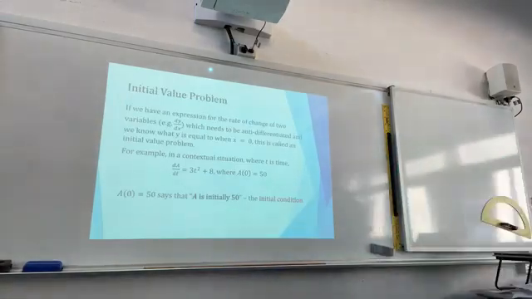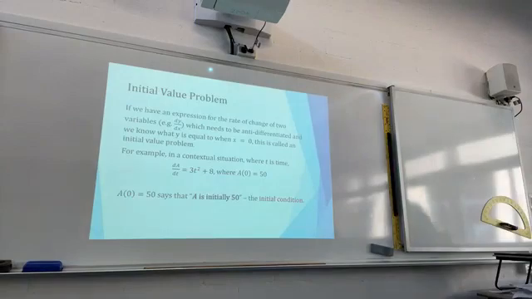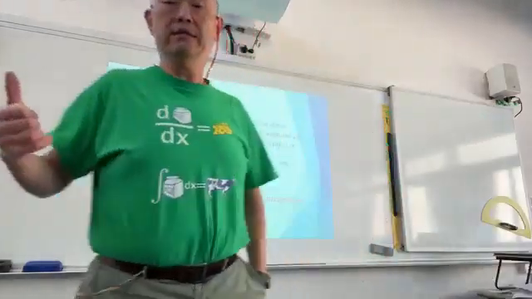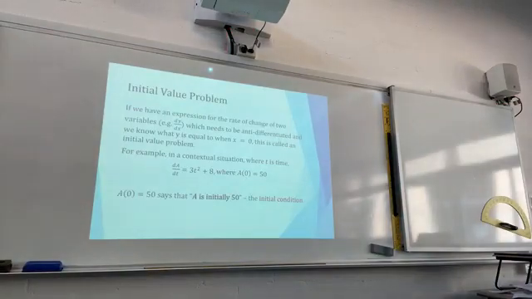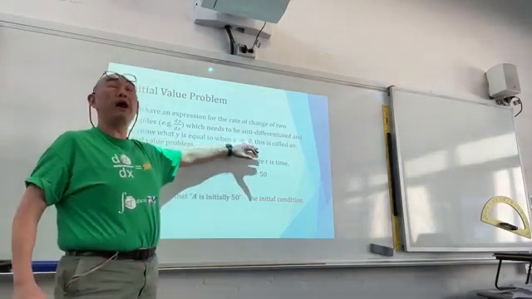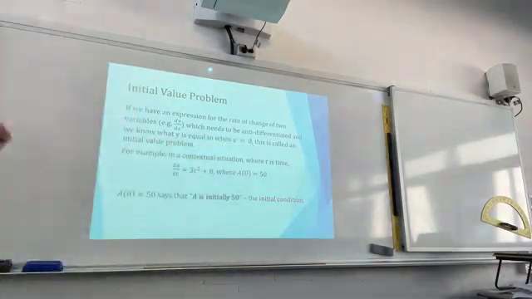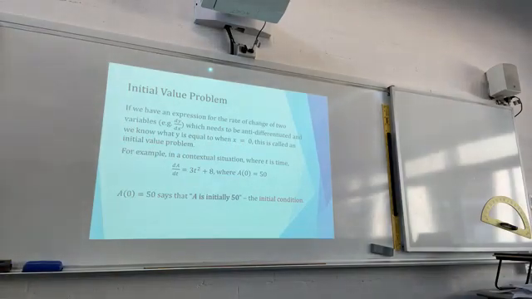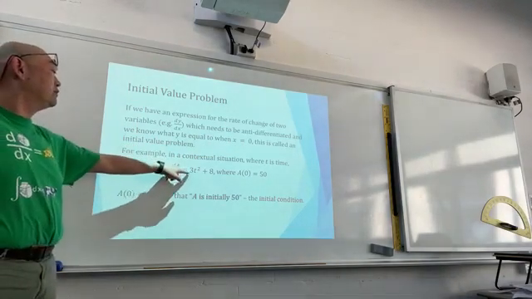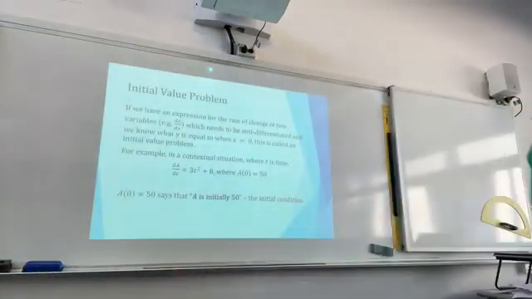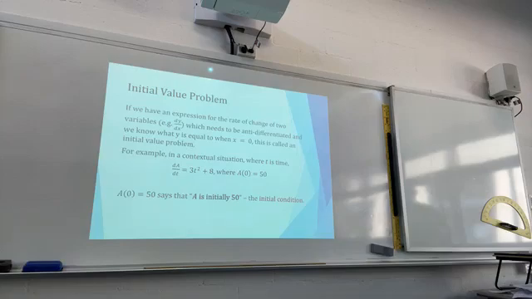So the initial value problems. If we have an expression for the rate of change of two variables, for example dy/dx, which needs to be anti-differentiated, and we know what y is equal to when x equals 0, this is called the initial problem. So we do know what y is when x equals 0. For example, in a contextual situation where t is time, dA/dt equals 3x squared plus 8, where A(0) equals 50. So A(0) is 50. It says that A is initially 50, the initial condition.